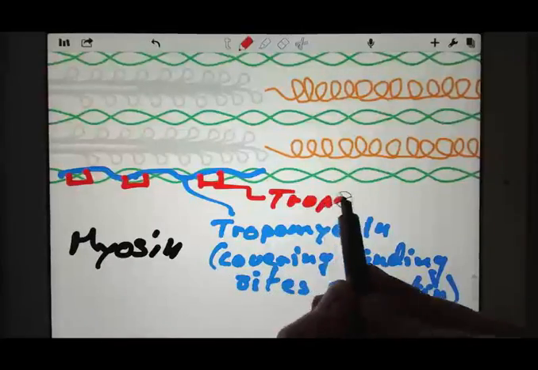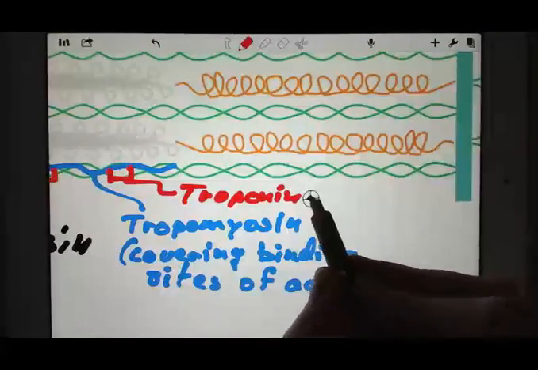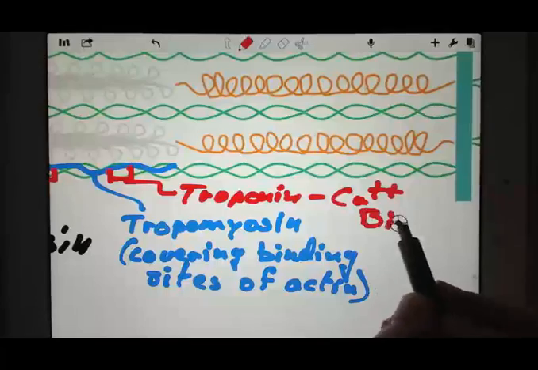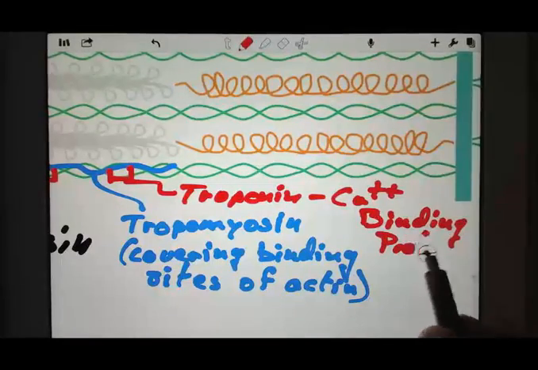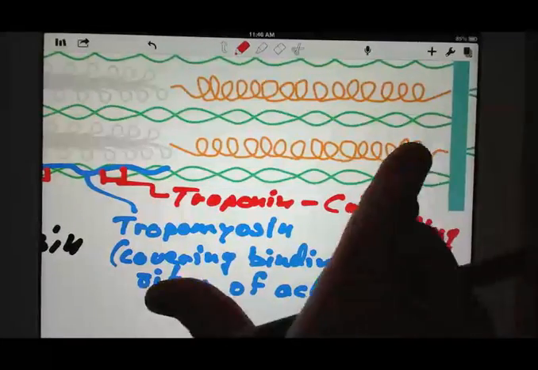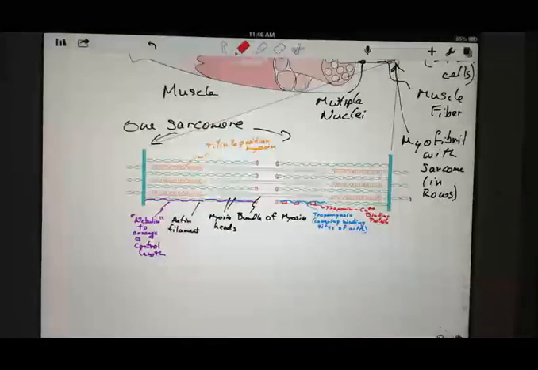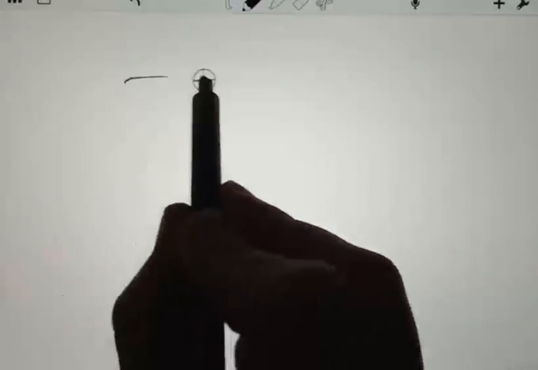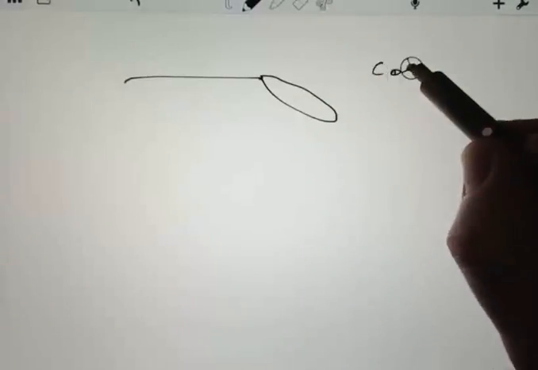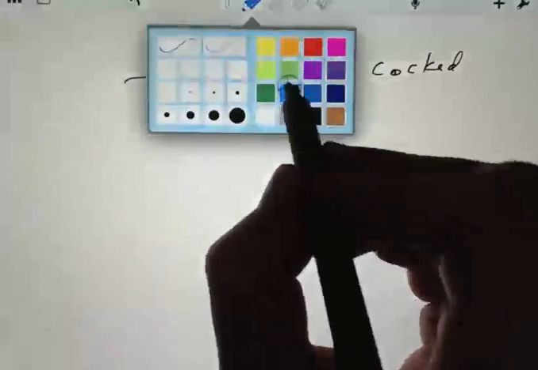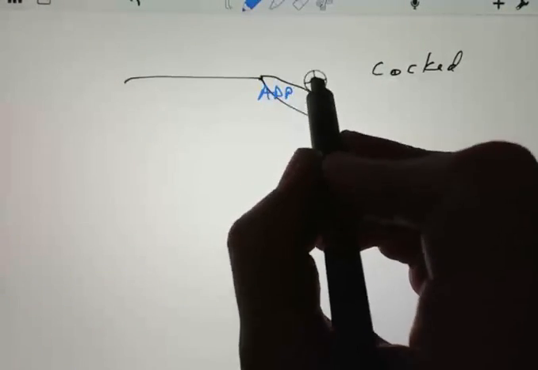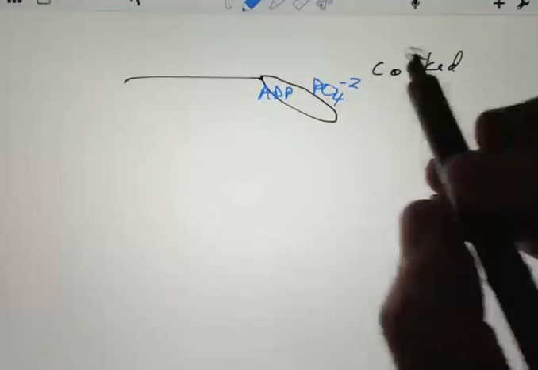In red is troponin. Troponin is a calcium binding protein, same family as calmodulin. And once calcium binds, that changes its conformation, and that causes tropomyosin to pull away from the actin binding sites. Now I'm going to run through the cycle of myosin contraction.